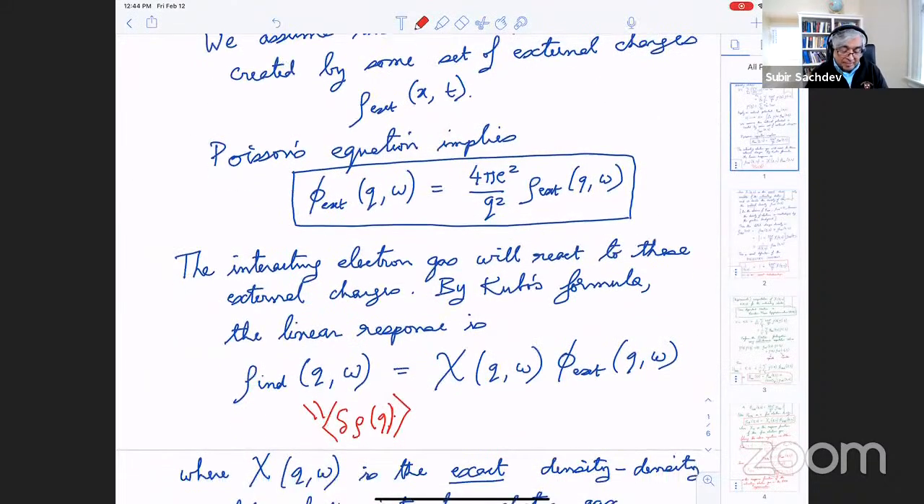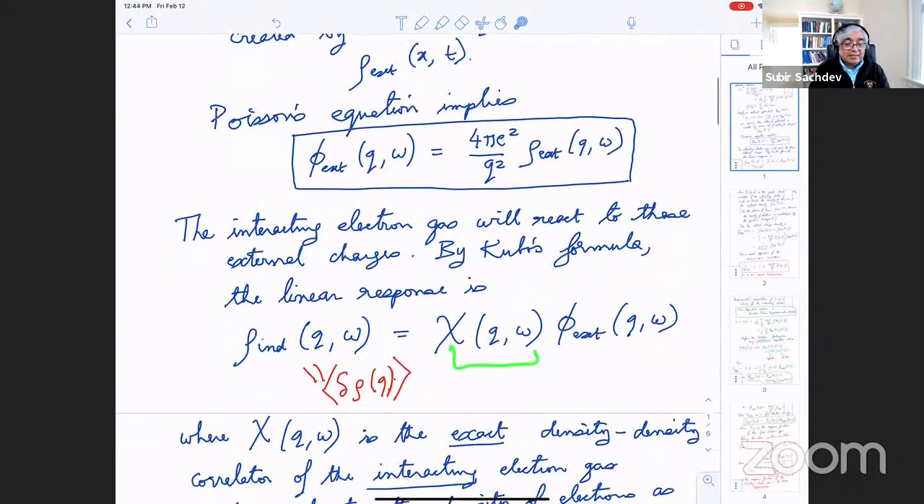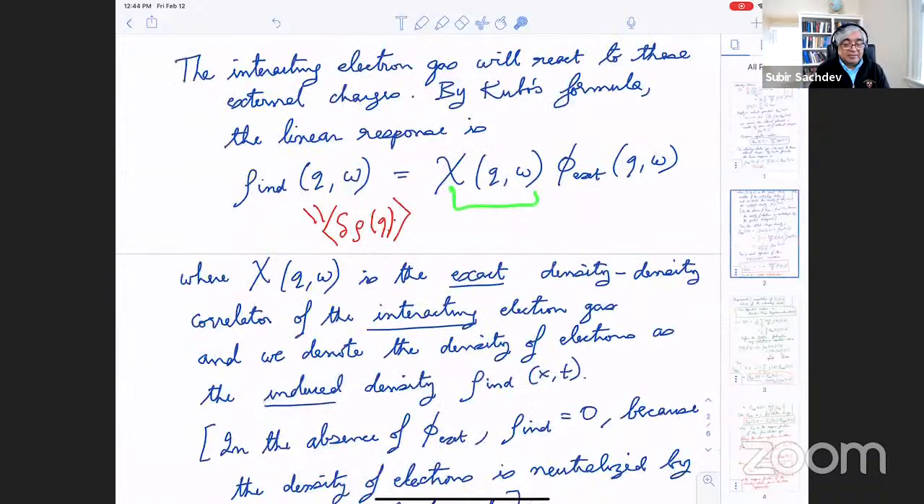All right, okay. So rho induced is produced by phi x. But chi is the exact response function of the interacting electron gas. So of course, all of the difficulty and the reason for this course is how do you compute chi? We don't know, but let's assume we knew what chi was. So that's the exact density-density correlator of the interacting electron gas.